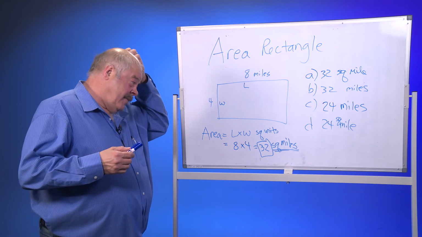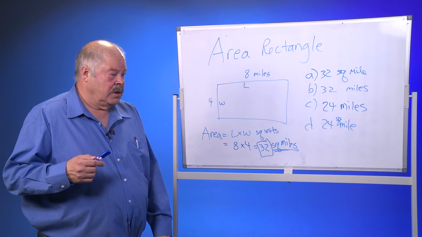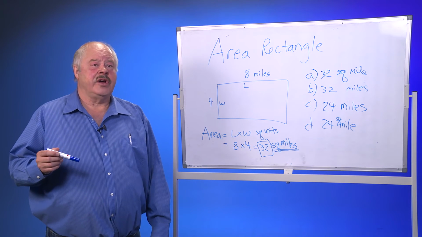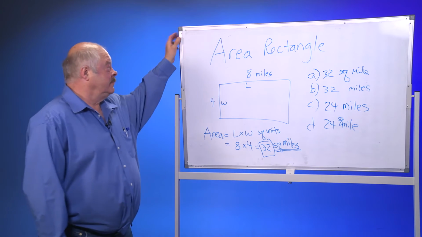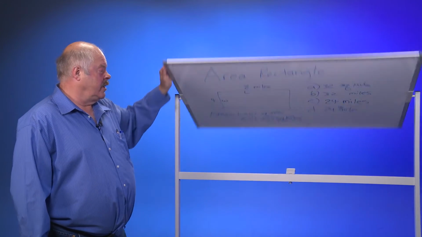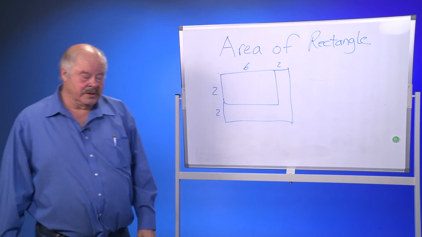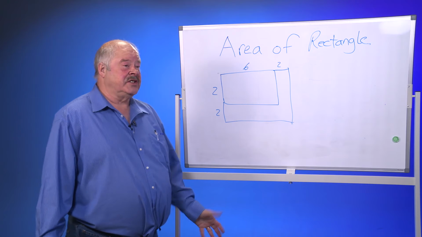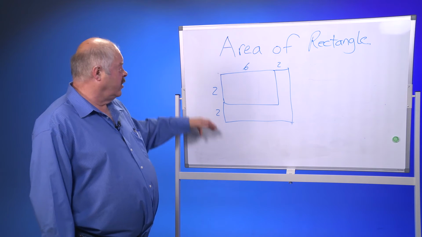So let's think about looking at a slightly more difficult area question for a rectangle. So let's look at another question. This is an area of the rectangle question that is slightly more difficult, and the question will say something like, here is a diagram of a rectangle.